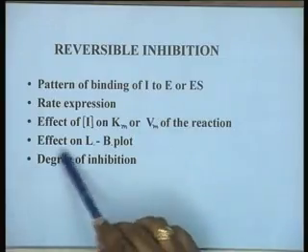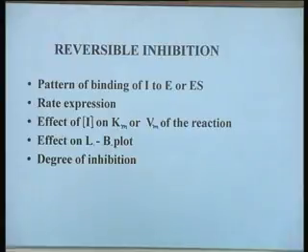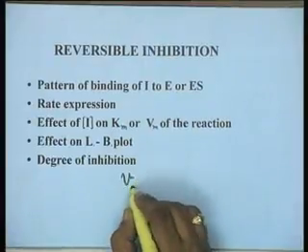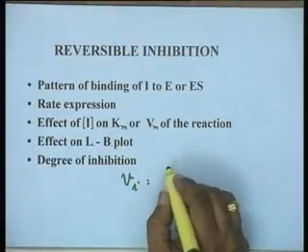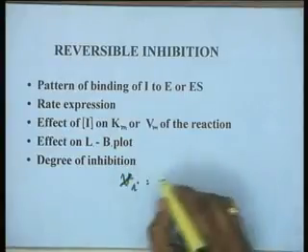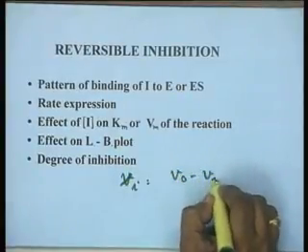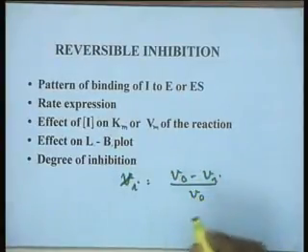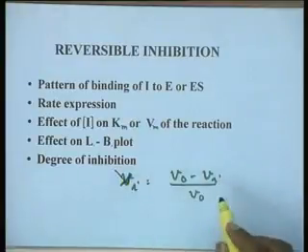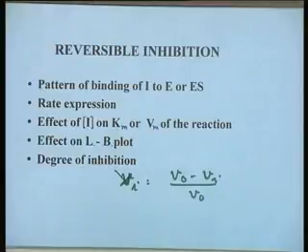Then finally, the type of inhibitor also influences the ultimate degree of inhibition, and as I mentioned earlier, the degree of inhibition is defined as I equal to (V naught minus V I) upon V naught, where I is the degree of inhibition and V naught and V I are the enzyme reaction rates at concentration of inhibitor at 0 and at some particular concentration I for the enzyme reaction.